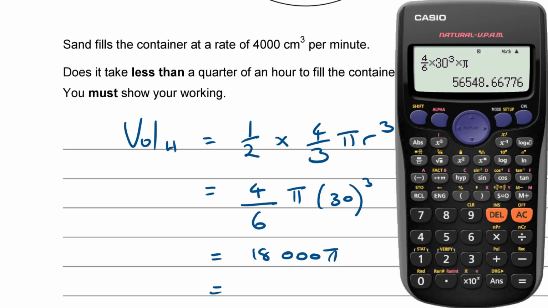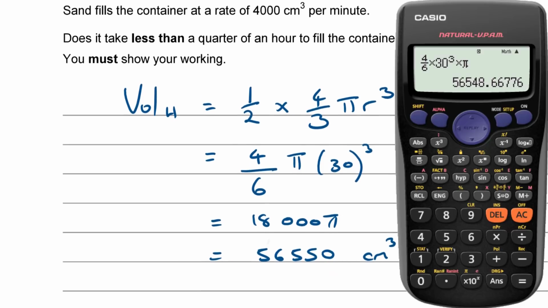So that's 56,548. Just going to round it off to 56,550, I think. 56,550. 4 significant figures at the moment, and I can drop down to 3 later perhaps. Okay, so that is the number of cubic centimeters that are inside that hemisphere.